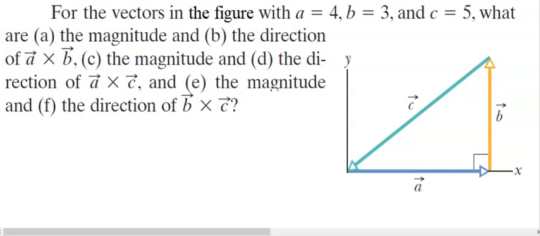Alright, this is a multiplying vectors problem. Let's remember that vectors have both magnitude and direction. And we have two main ways to multiply vectors. One is the dot product, and the other is the cross product. And in this problem, we'll take a closer look at using the cross product.